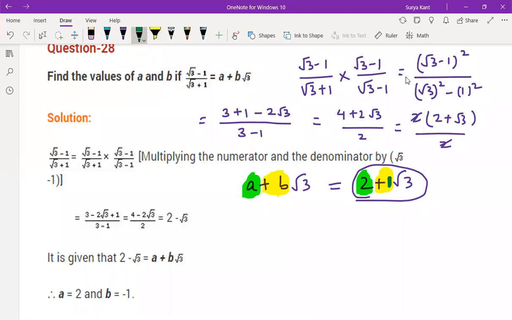So here 1 is hidden. So a is equal to 2 and b is equal to 1. Anyone having doubt till here?